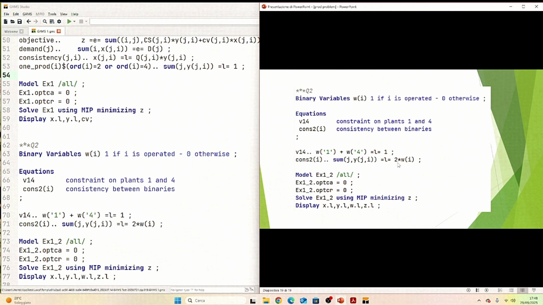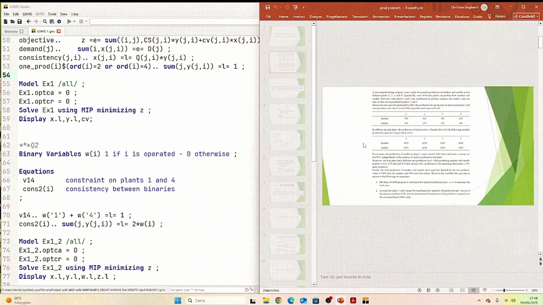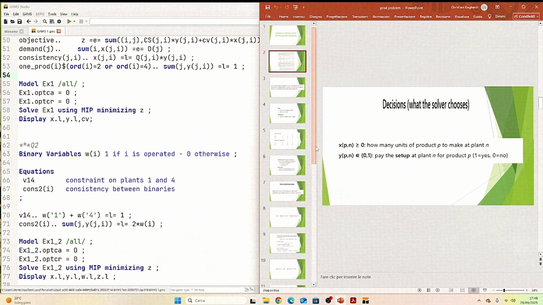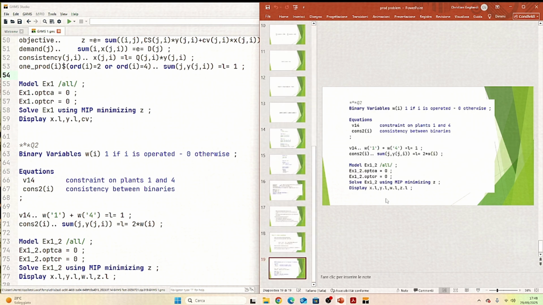This was a brief explanation from words to math to GAMS decision. This template works for many production and location problems. You just need to change the data tables and keep the structure.